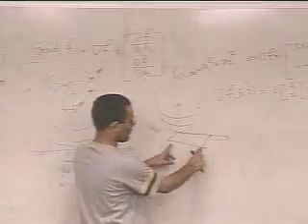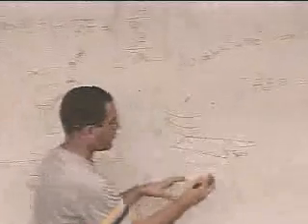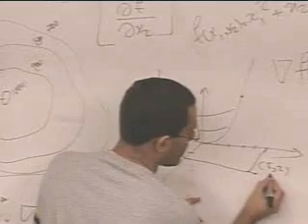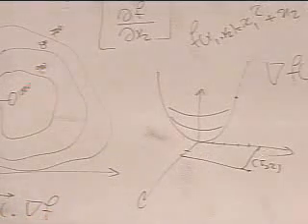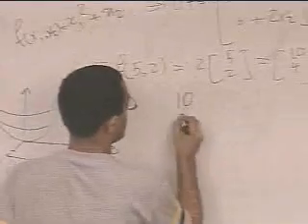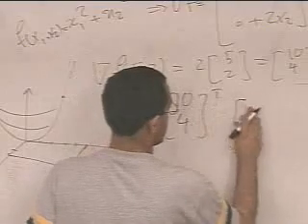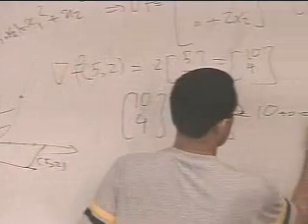So you're standing at this point, which is (5, 2). The function has a value there. Now you want to move in this direction, making it 5 plus epsilon and 2. The function would have another value. You want to see how much this value changed. So it would be the dot product of the gradient and (1, 0). So it would be (10, 4) transpose dot product (1, 0), so it would be 10.